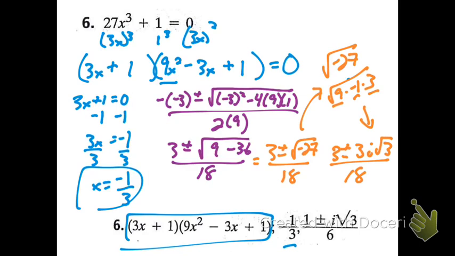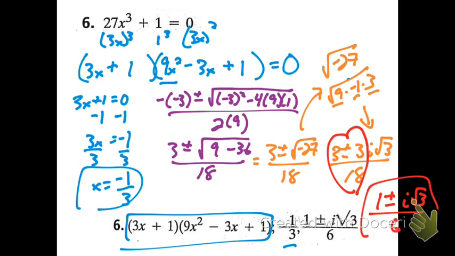Then, going back to my red, I can simplify everything inside. So then I get 1 plus or minus i root 3. Let's divide them all by 3. 18 divided by 3 is 6, which is where I get the same thing as that. Nice. All right, now the next problem I'm going to show you how to do is number 9.